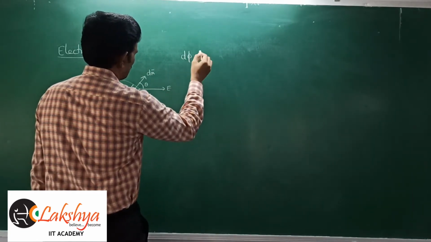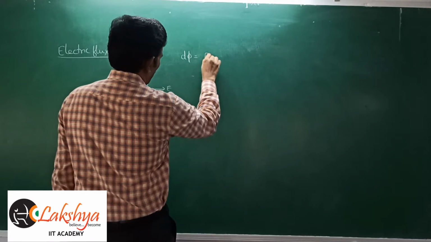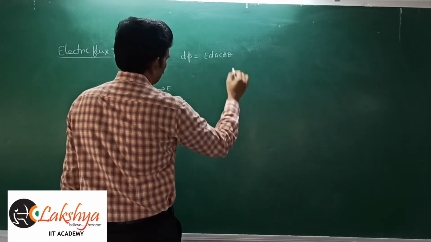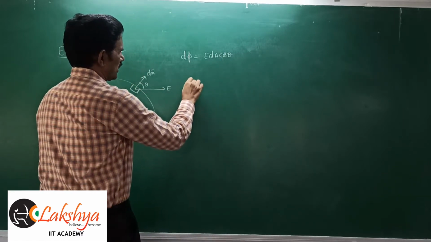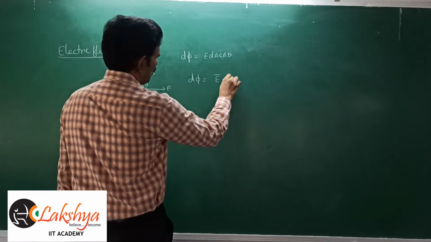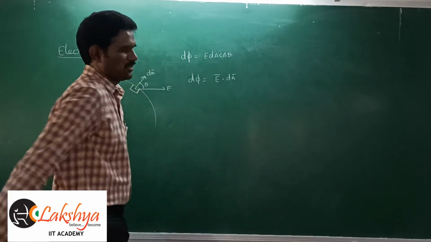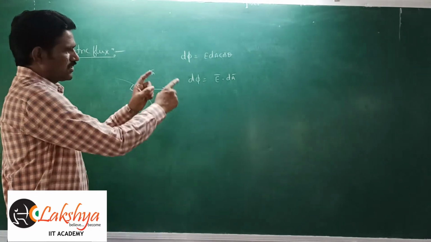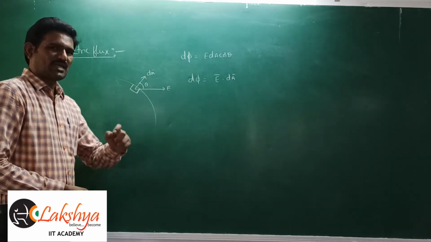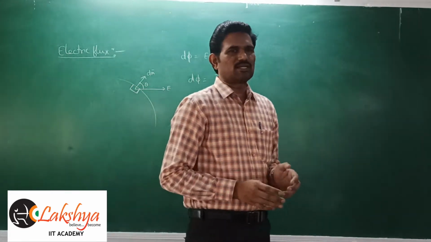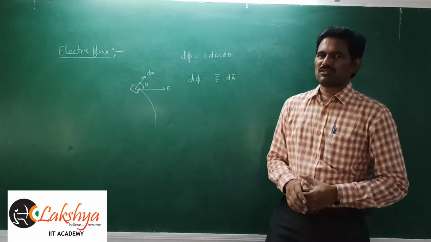So d phi is equal to E into dA cos theta, or we can express this as d phi equal to E bar dot dA bar. That is the flux passing through that small elemental area. Here dA bar is an area vector, so we consider that area as a vector quantity.